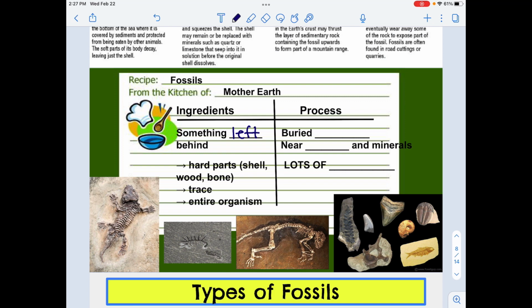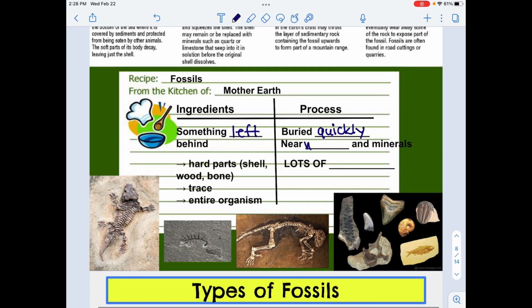Trace fossil is something like a footprint. You can also sometimes find an entire organism if you're super lucky. The process is that it needs to be buried quickly, okay? It needs to be covered up and started to be preserved, so that it doesn't get eaten like we just talked about, right?